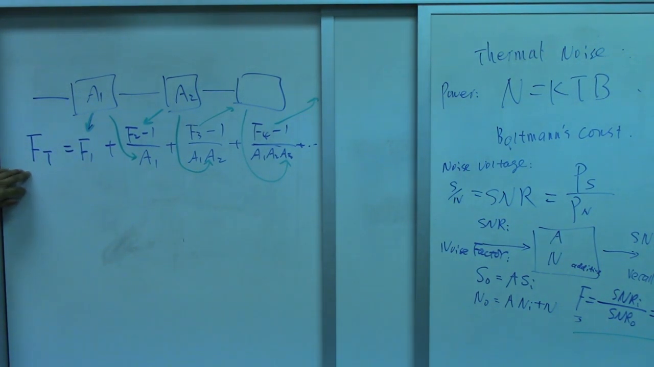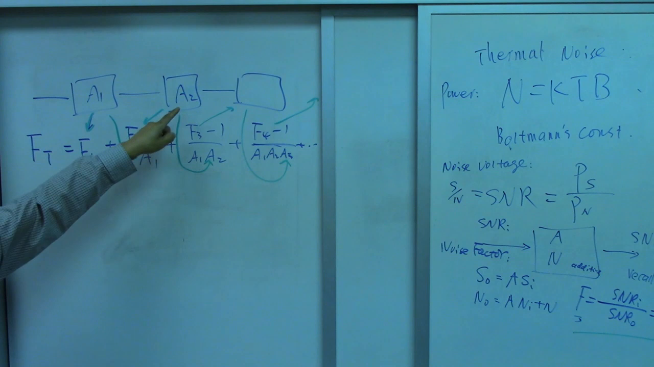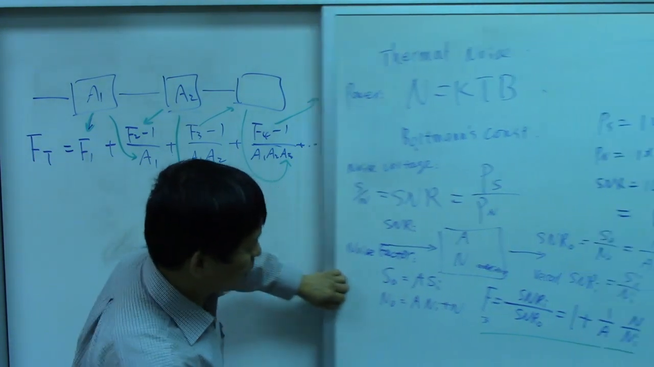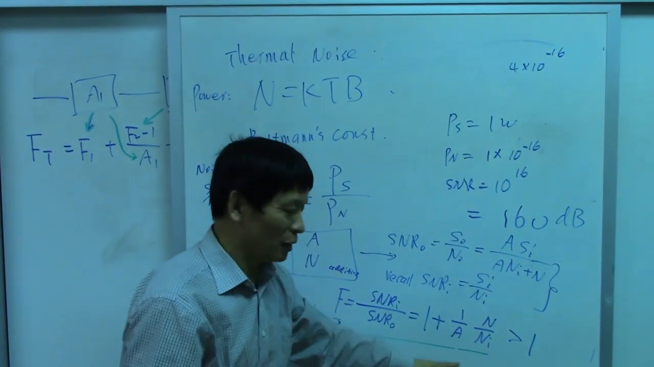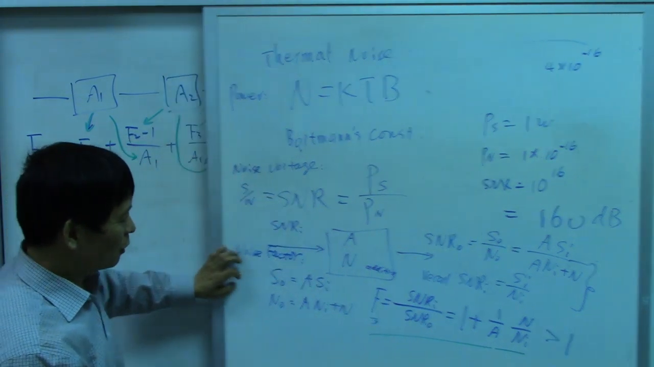Now you see the total noise factor depends on which part contributes the most. F1, right? Because F1 is just copied here. How about F2? F2, the contribution from the second stage, you need to minus 1. Minus 1, look at here. If you minus 1, that means this one is gone. We only have this one. Hopefully this one will be small compared to 1. And that is our wish.